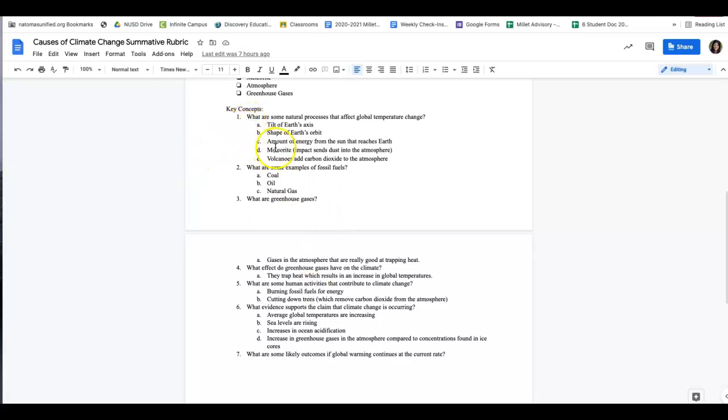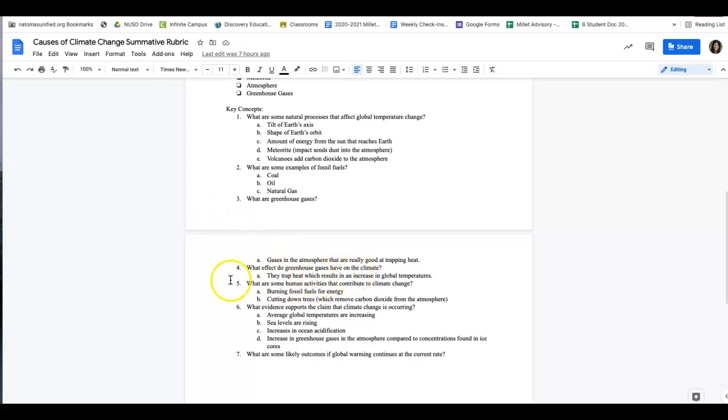So remember, it's been a while since we looked at the natural processes, but there'll be a question about this. What are some of the natural processes that affect global temperature change? And here I listed them for you here. What are some examples of fossil fuels? Hopefully that sounds really familiar to you all right now. What are greenhouse gases?